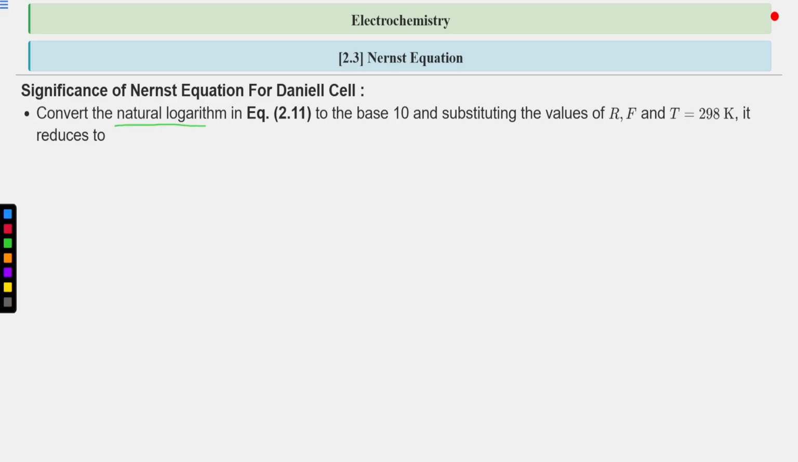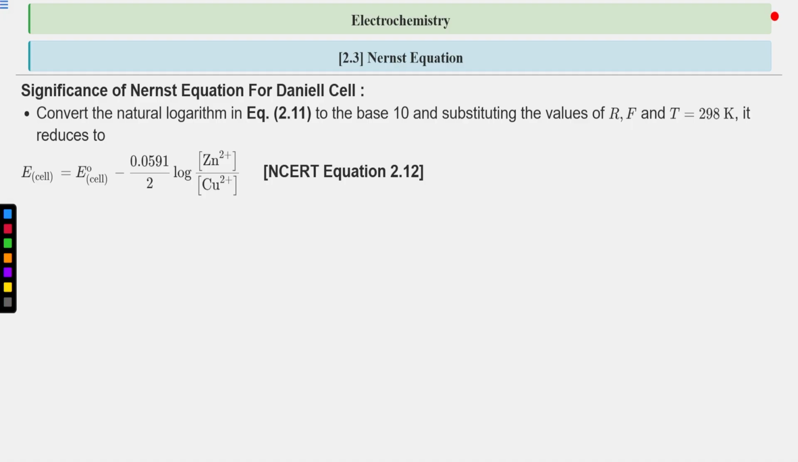Now convert the natural logarithm in equation 2.11. Let me write it again. E of cell equals E naught of cell minus RT by 2F ln zinc 2 plus upon copper 2 plus. This was equation 2.11, right? We convert the natural logarithm to base 10 and substitute the values of R, F and T, where we take T as 298 Kelvin. So we can reduce this to equation 2.12.